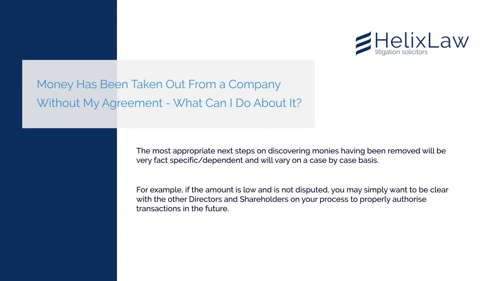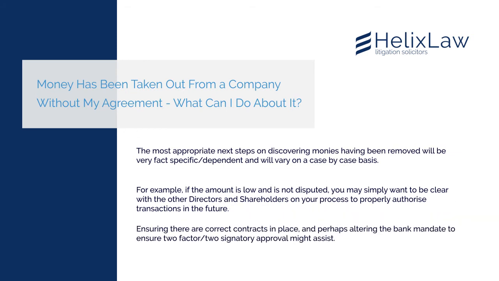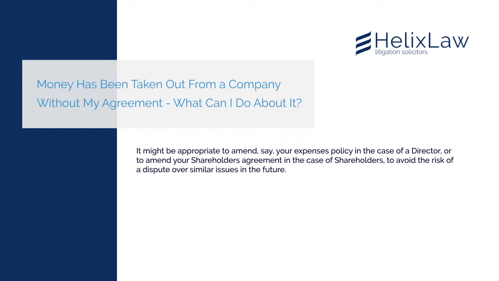For example, if the amount is low and is not disputed, you may simply want to be clear with the other directors and shareholders on your process to properly authorize transactions in the future. Ensuring there are correct contracts in place, and perhaps altering the bank mandate to ensure two-factor or two-signatory approval might assist. It might be appropriate to amend, say, your expenses policy in the case of a director, or to amend your shareholders agreement in the case of shareholders, to avoid the risk of a dispute over similar issues in the future.